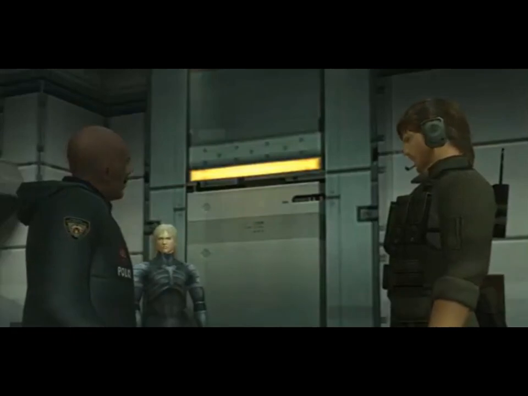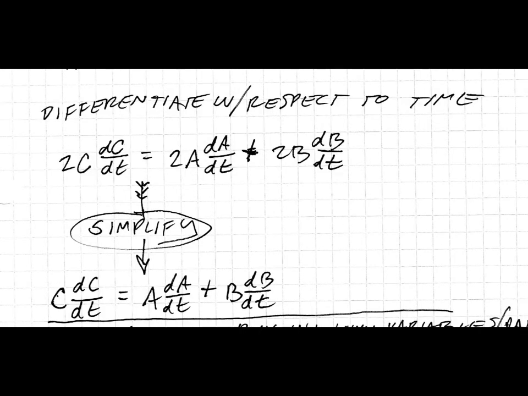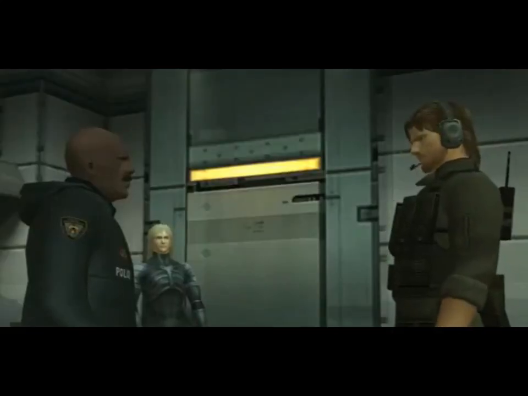You sure know a lot about related rates. Pythagoras taught us that a squared plus b squared equals c squared, so we will use that as the basis of our formula. Differentiating with respect to time and simplifying yields c times the derivative of c with respect to time equals a times the derivative of a with respect to time plus b times the derivative of b with respect to time. Now we will solve for the distance.